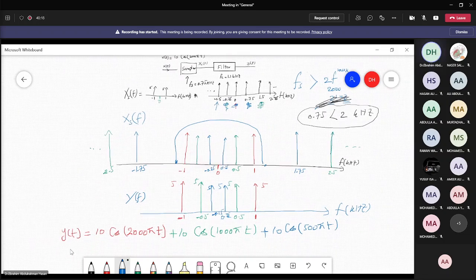Okay, which is not equal to x of t. So y of t here, it's different. So if I reconstruct it, then I will get the original one, but with a distortion. Okay, I have distortion, I have harmonics.